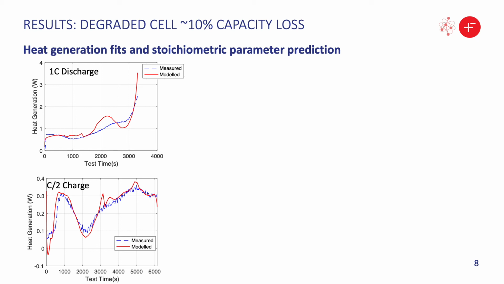For discharge, however, we see that the measured heat generation has lost the characteristic peak and trough which was seen at beginning of life, and hence the shape is not captured accurately by the model.